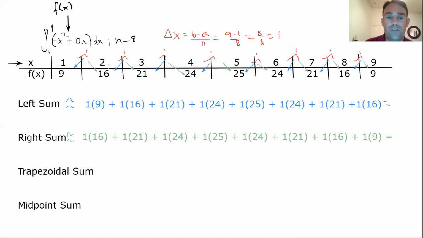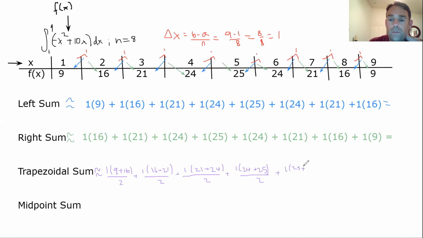All right. The trapezoidal sum, remember, that's going to be all of them together. So this is going to be about 1 times 9 plus 16. I can't believe I've got to do all 8 of these here. 1 times 16 plus 21. 1 times 21 plus 24. Plus 1 times 24 plus 25. Plus 25 plus 24. I'm going to run out of room. Please don't run out of room. One times 24 plus 21.